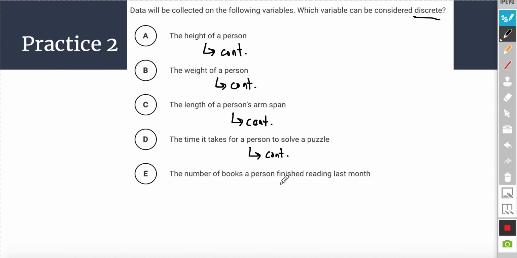The number of books a person finishes reading in the last month, if we're talking about actually finishing a book, you either finish it or you don't. So this is going to be discrete. It comes in whole number book chunks. We had a lot of examples here that were all whole numbers, but discrete variables don't have to be whole numbers. There could be situations where we actually have to measure stuff by quarter numbers or things like that. So our discrete variable is E here.